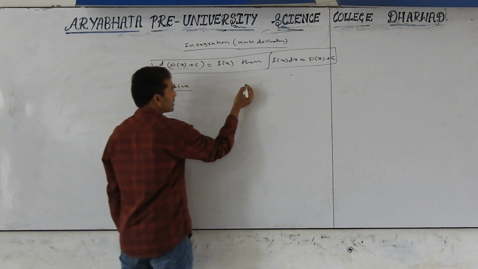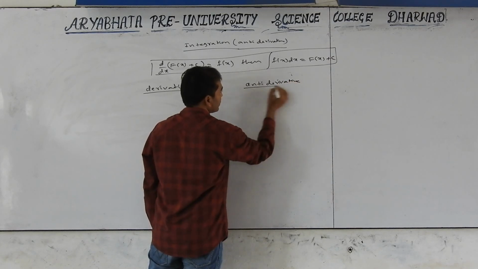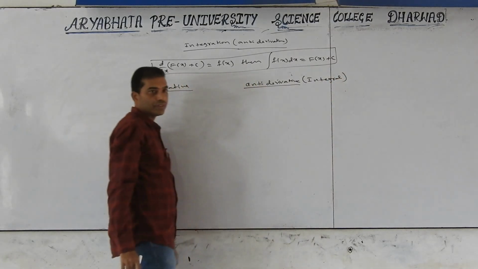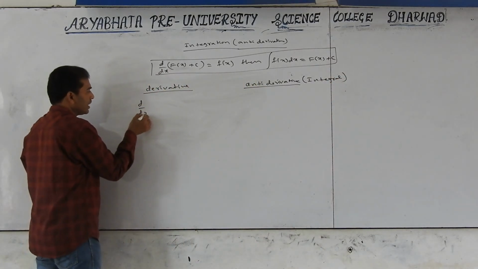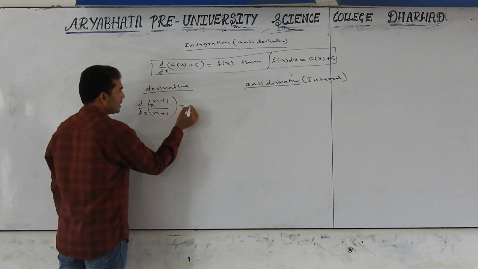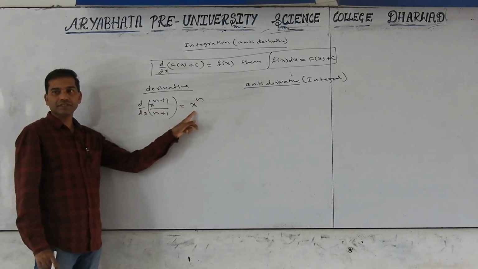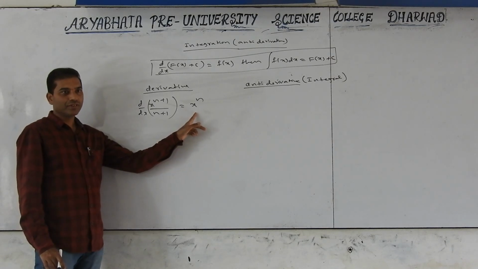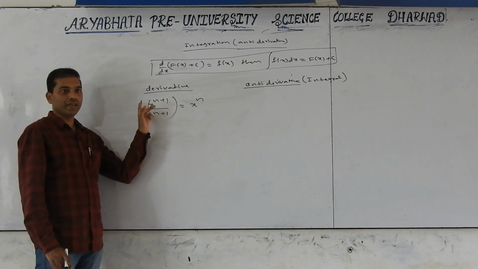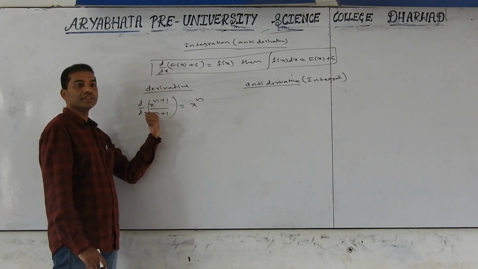Derivative here. Next, antiderivative. Antiderivative means integration. Right? d by dx of x raised to n plus 1 by n plus 1 equal to x raised to n. Correct? The differentiation of this is x raised to n. Are you following? The n plus 1 and the n plus 1 get cancelled, leaving x raised to n. Now the antiderivative of x raised to n is this.